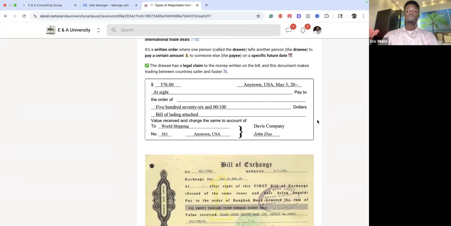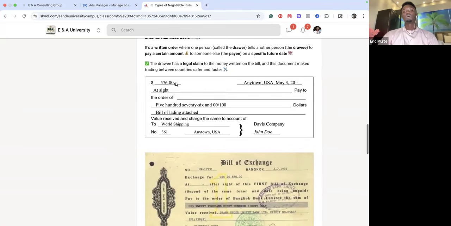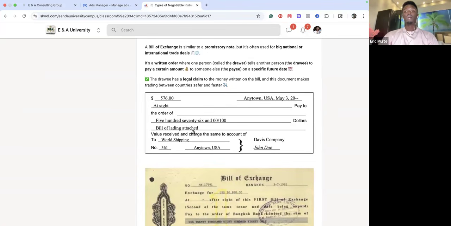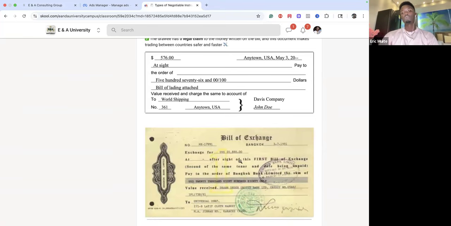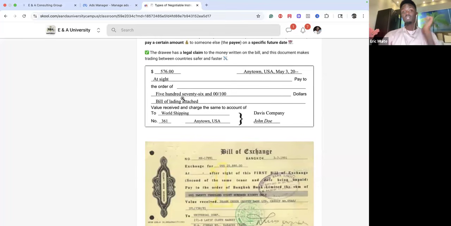Now, let's say you had a bill of exchange for 500,000. Instead of moving around with 500,000, you could create a bill of exchange according to its requirements, right? And this is what a standard bill of exchange looks like. I found an example online of one from Bangkok, so you guys can have an example.